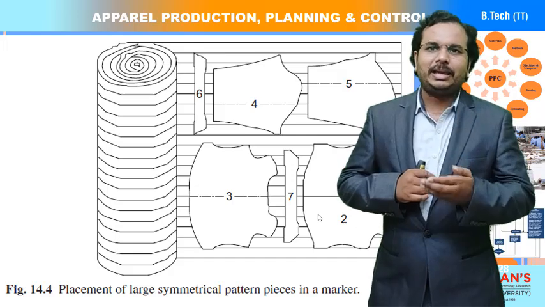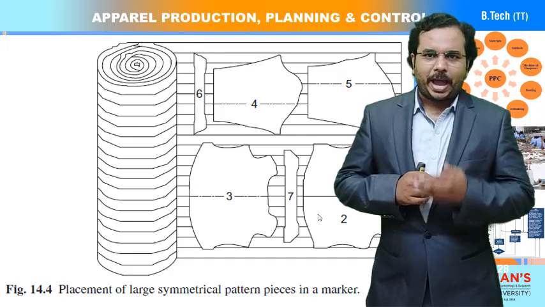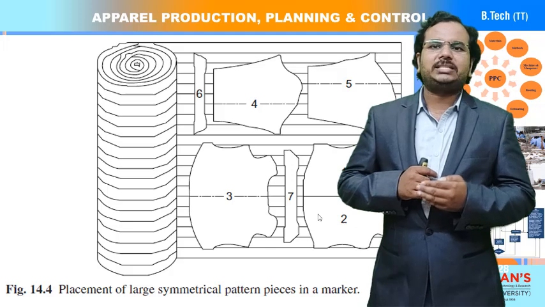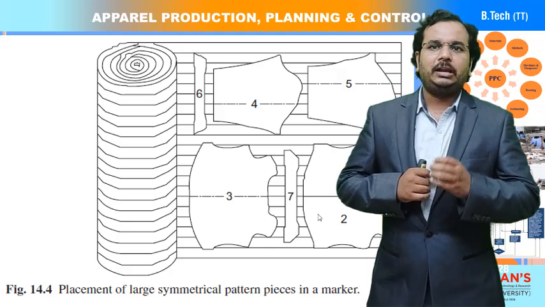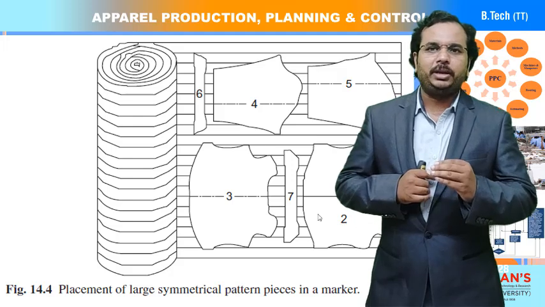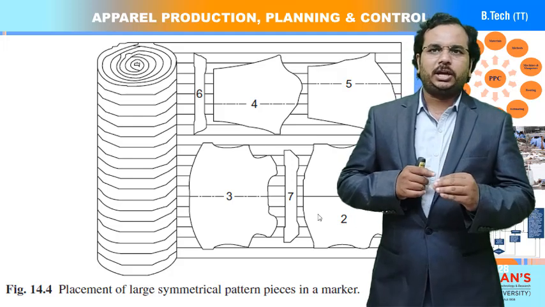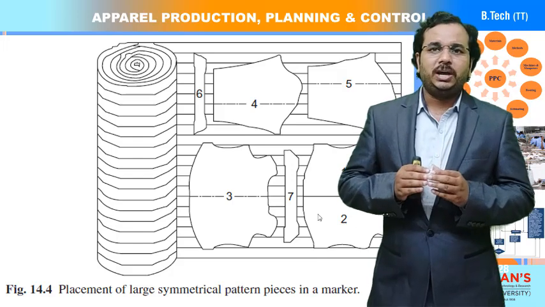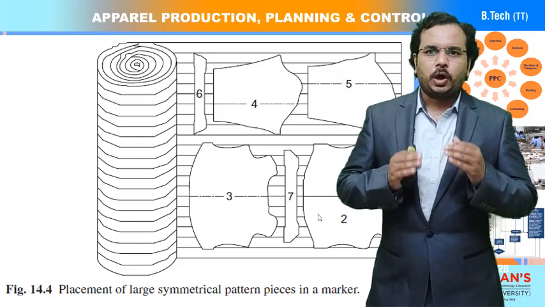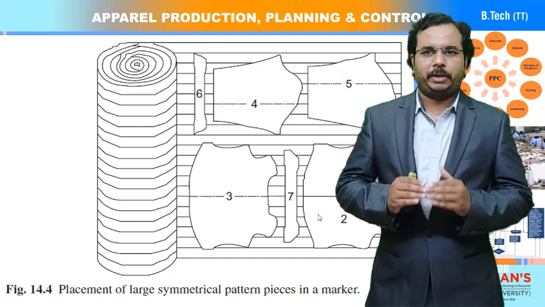there are grain lines on the pattern, and these grain lines are going to be matched with the symmetrical pattern of the fabric piece. You can observe that the lines are matched with the pattern or with the stripes on the fabric.